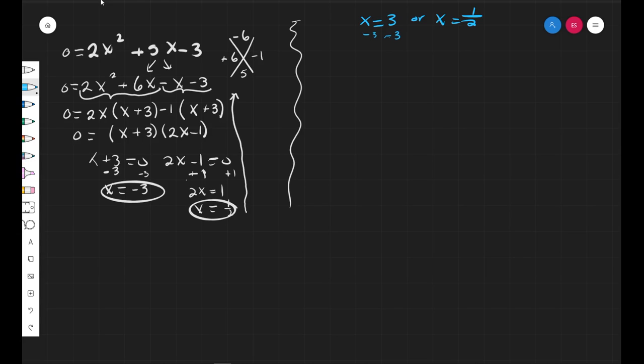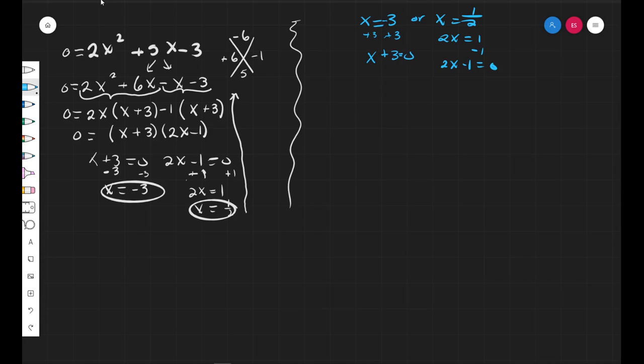So subtract 3 from both sides. We get that x minus 3 equals 0. And on this one, we're going to multiply both sides by 2 to get 2x equals 1. Then we're going to subtract 1 from both sides. We had negative 3. Whoops. We're going to add 3, x plus 3. There we go. Then we're going to subtract 1 from both sides. 2x minus 1 equals 0. Okay?